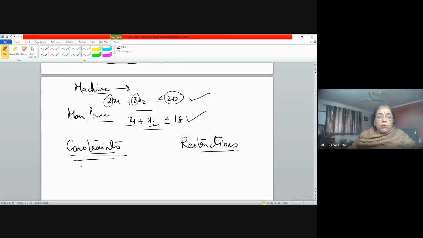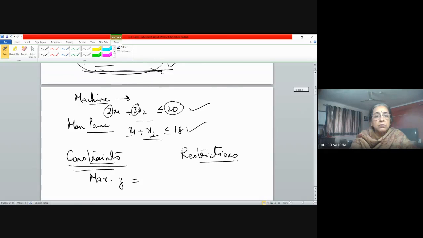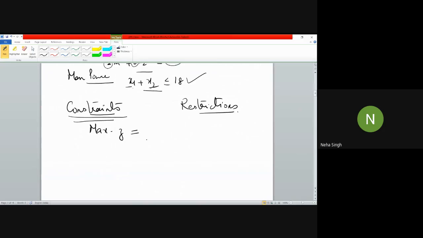So basically, what my problem has become is something like maximize z equal to, what was it, 7x1 plus 5x2. Can anybody repeat it? Otherwise I will have to go up again and again. 7x1 plus 5x2.